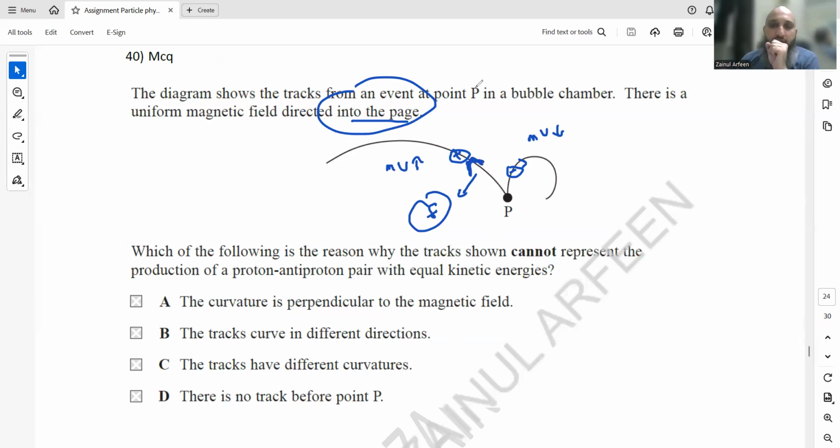How do we know which hand we have to use? We use the left hand first. If it matches with our result, we'll say this is the positive particle. Otherwise, it will be opposite. Like if it was a negative particle, as you can see.